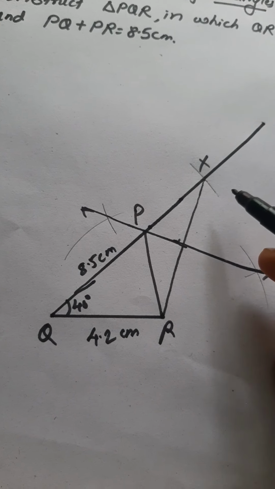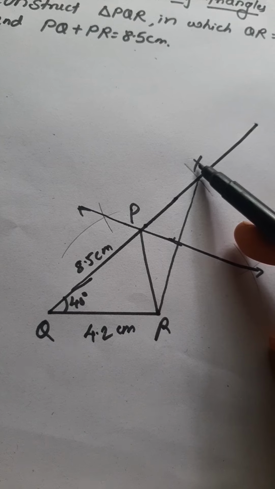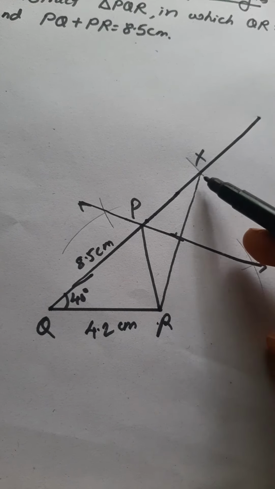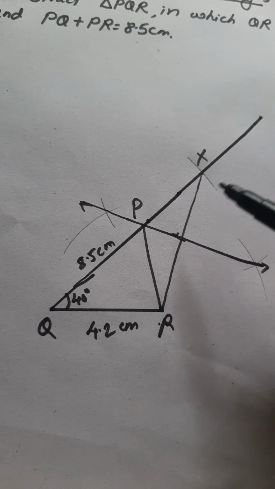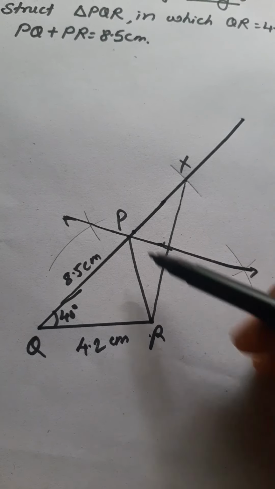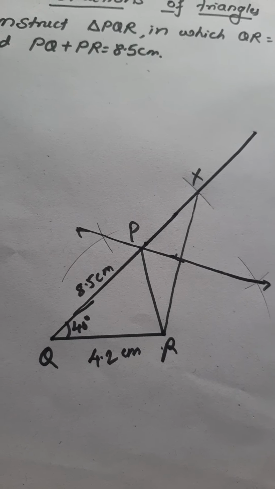Next, we got the new point X due to PQ plus PR 8.5 joined, and then we drew the perpendicular to this XR, and we got a new point, that is the point P. This is our constructed triangle PQR. Understand students? Okay, thank you.